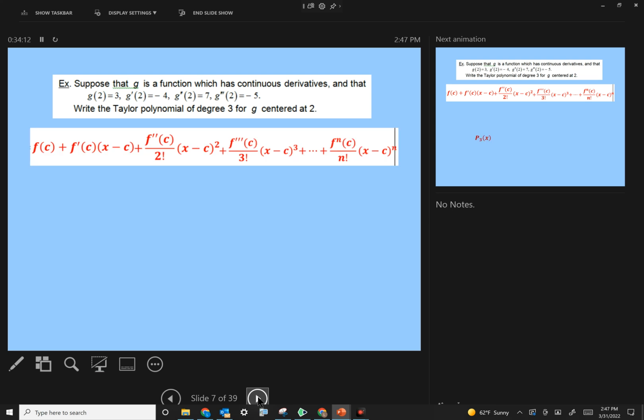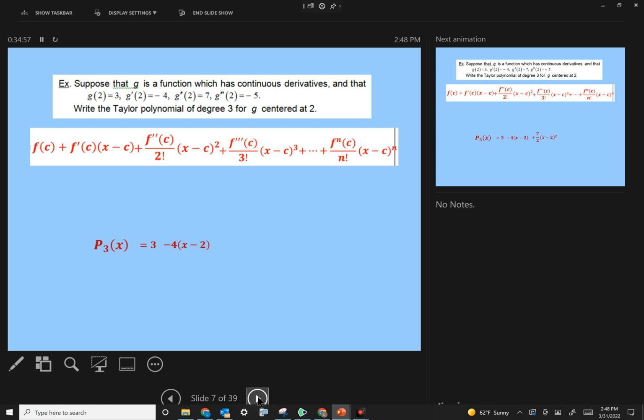Okay, you got the formula right there in front of you, right? So we want a polynomial of degree 3. We're not going to have to do any work. They've given me all the stuff. I'm just going to fill in. What goes first? Isn't it the original function at 2, g of 2? So what's g of 2? 3. So there's my first term. And then I need the first derivative. What's the first derivative? -4. But where is this centered? At 2. So what goes in my parentheses? x minus 2.